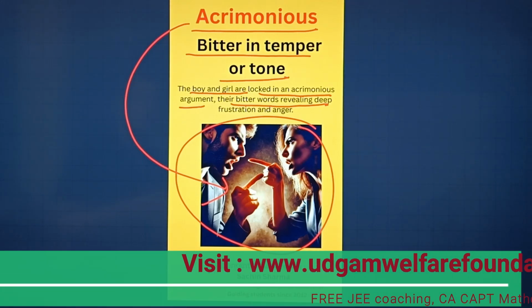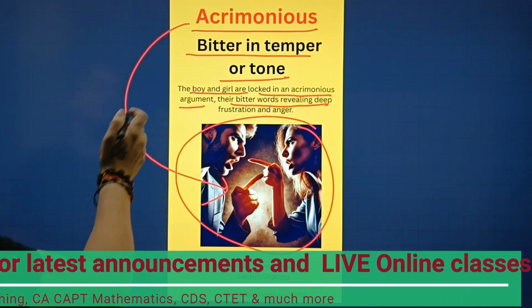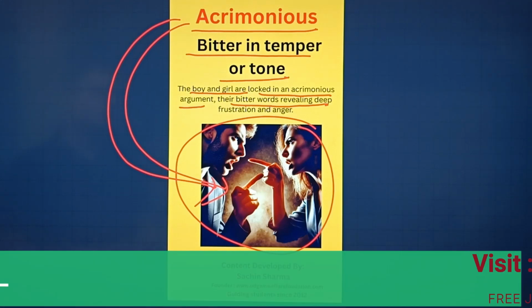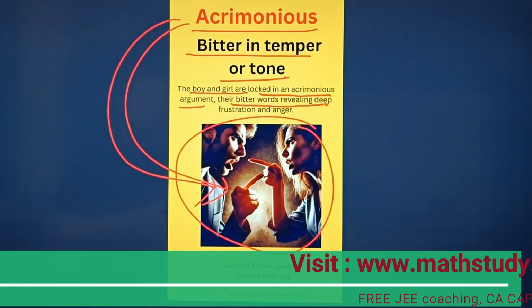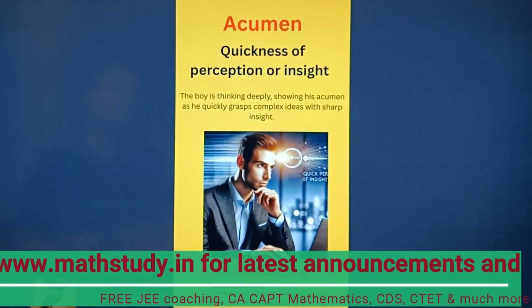So how you are going to memorize this? You can simply learn the word acrimonious by memorizing or linking the word with this particular picture where two persons are arguing in anger. So the next word is acumen.